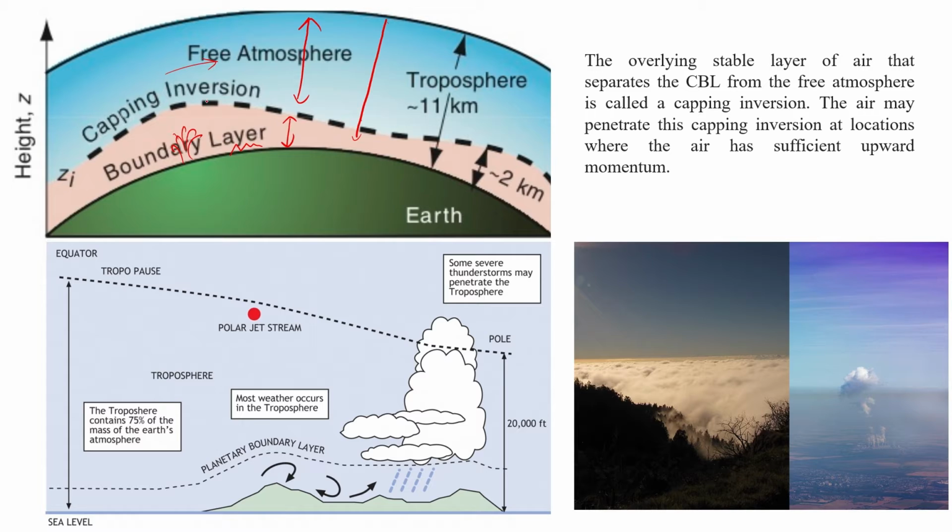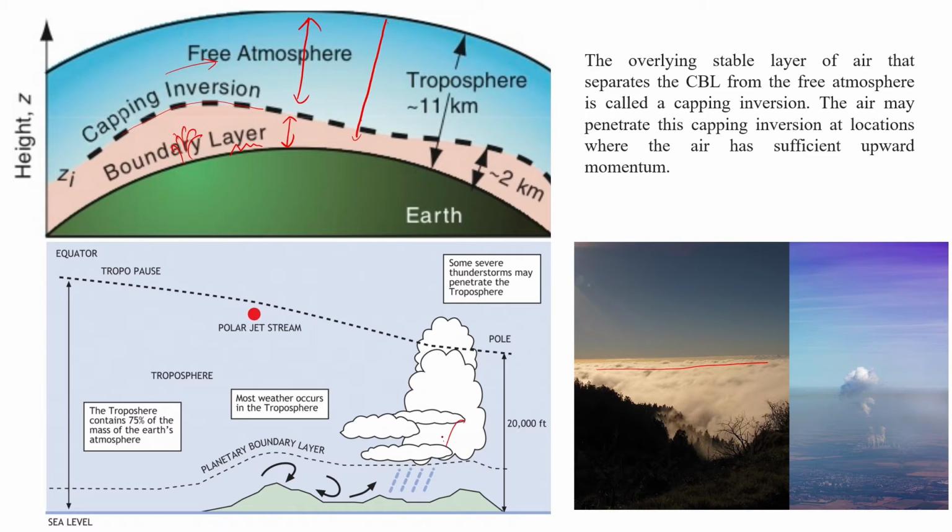And between these two, there is a capping inversion. Capping inversion means there is a temperature change. Due to that we can see these kinds of flat clouds if you look from a mountain, etc. Due to the temperature inversion, the clouds cannot climb beyond it. So almost everything will be trapped within this layer. That's how you can see the flat cloud region.